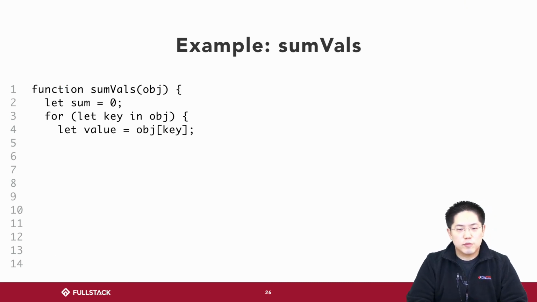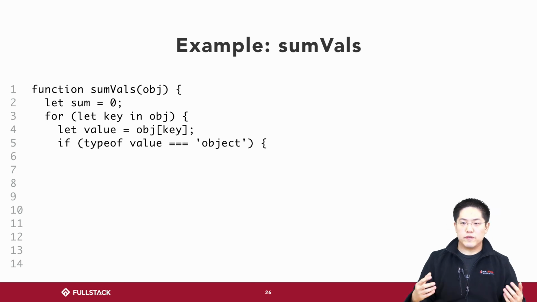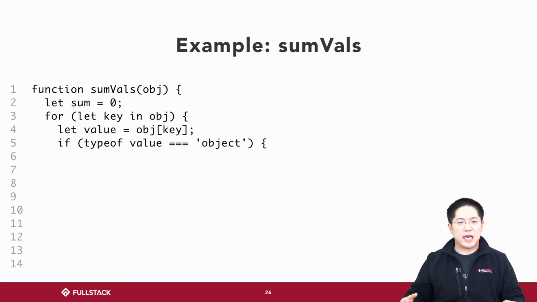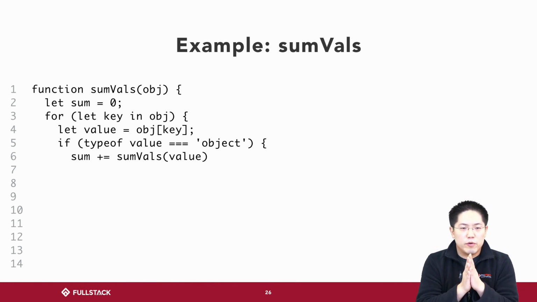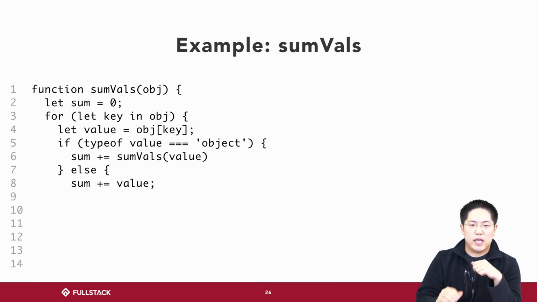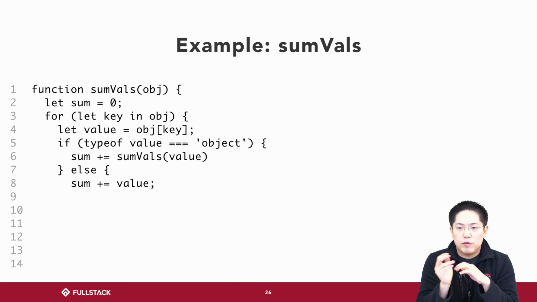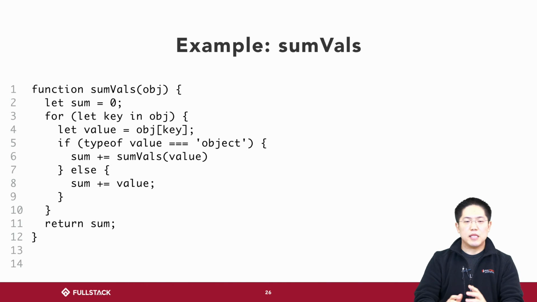Okay, now let's assume that we can support objects instead of just numbers in our key value pairings. So here we again get let value equal object key. Now we say, if this value is an object, we have to do the recursive case. We can't just add it to our sum because adding an object to a sum is ill-defined. But we have something that can do this already. So we take the sum and add it to a recursive call to sumVals, passing in that nested object. And then, of course, we have to handle the normal case where we just add the value if the type of value is not object. And then we return the sum.